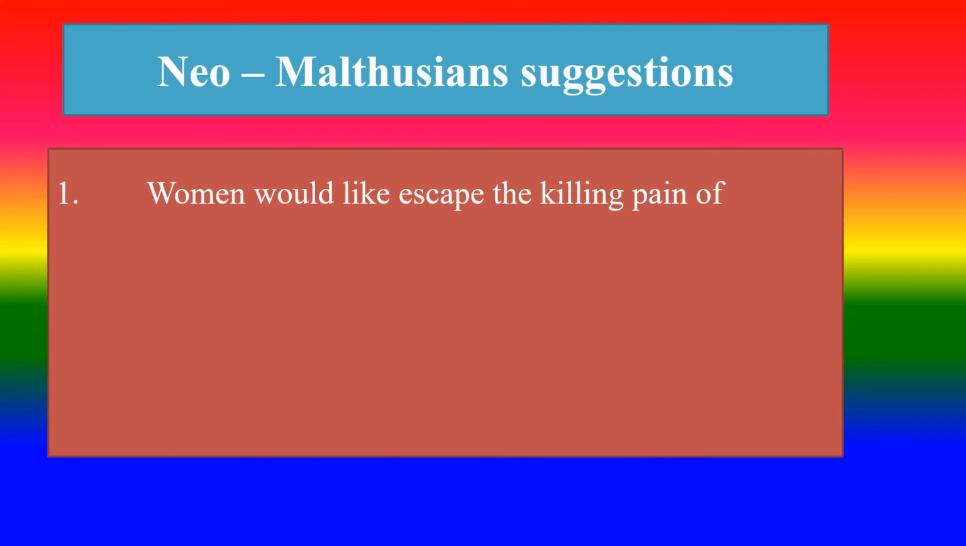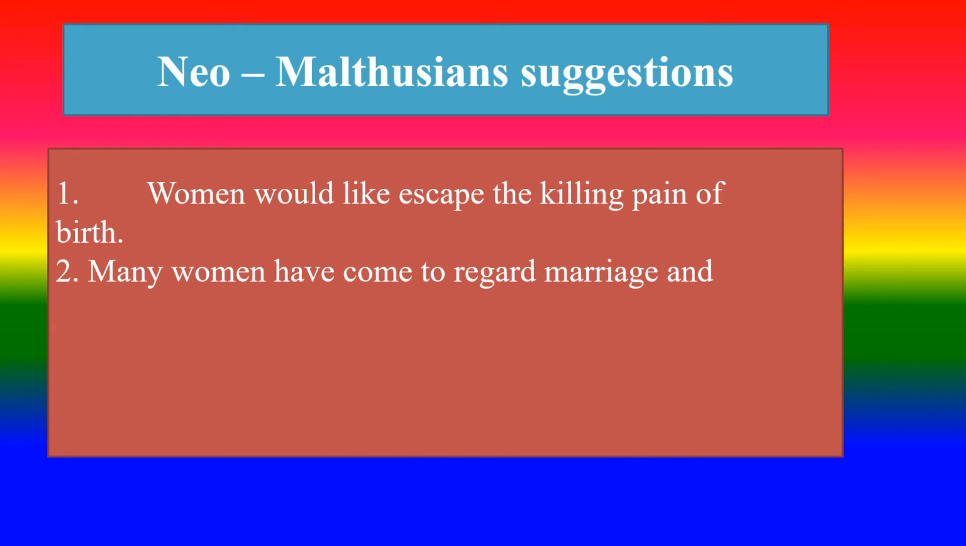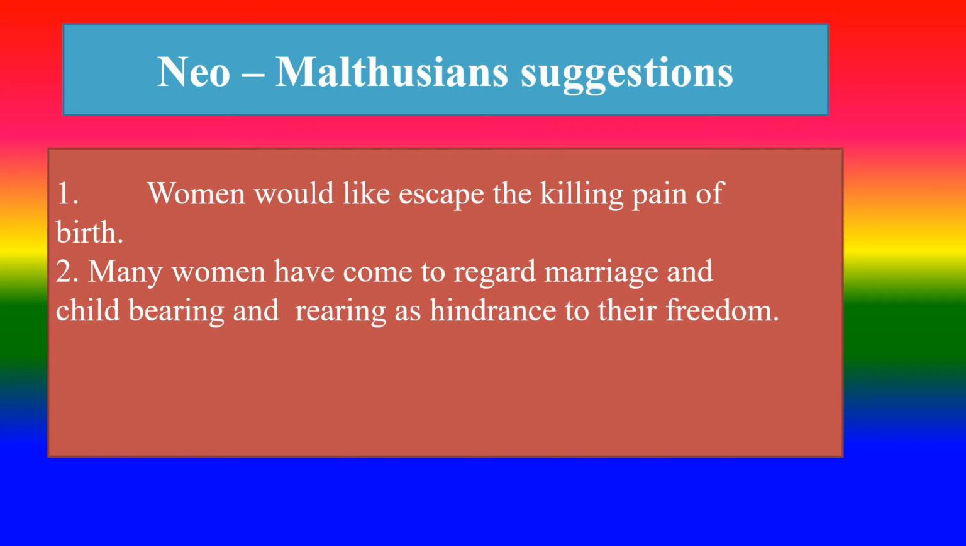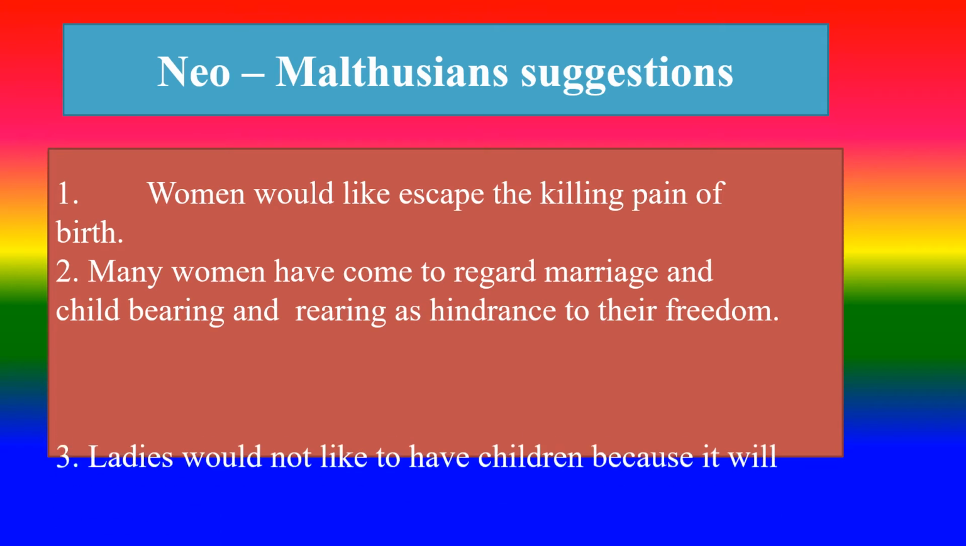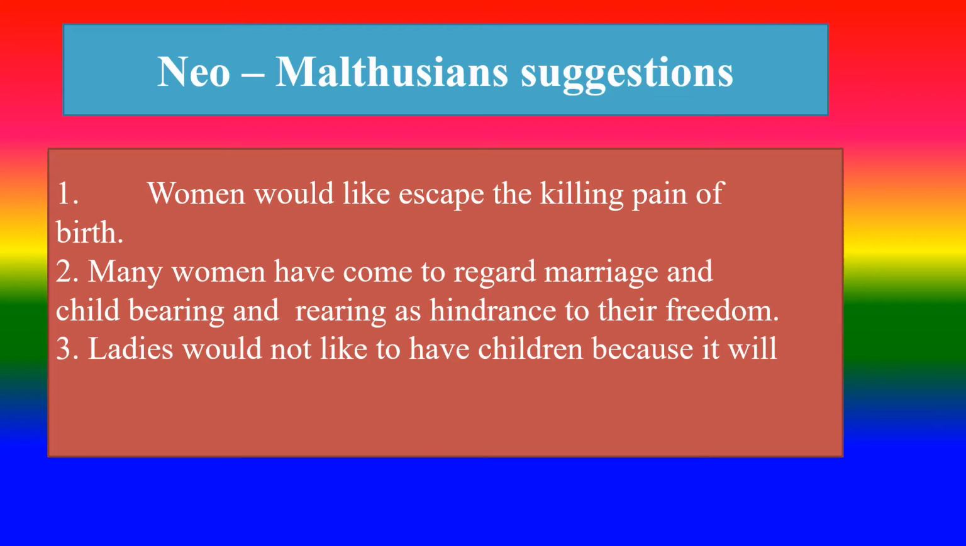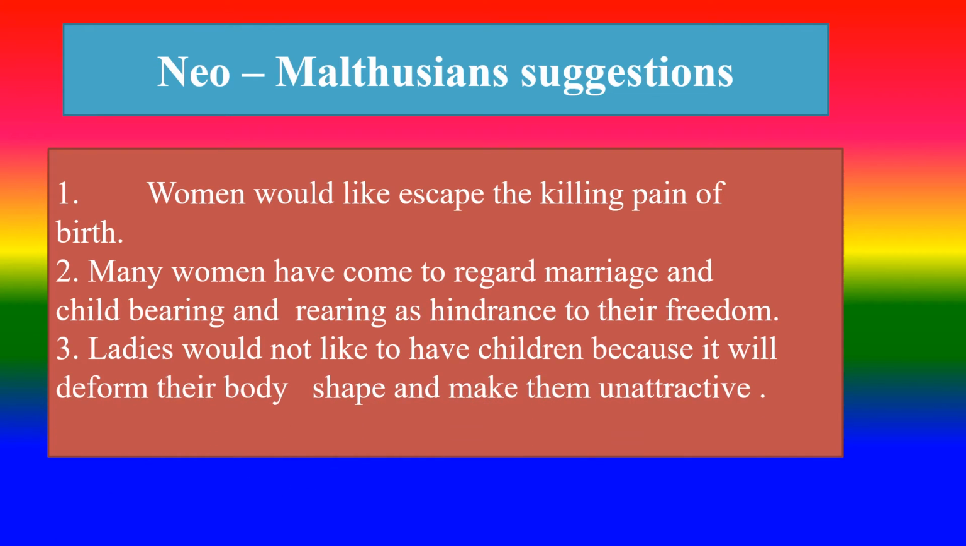Neo-Malthusian suggestions. First suggestion: woman would like to escape the killing pain of birth. Second, many women have come to regard marriage and childbearing and rearing as hindrance to their freedom. Third, ladies would not like to have children because it will deform their body shapes and make them unattractive.